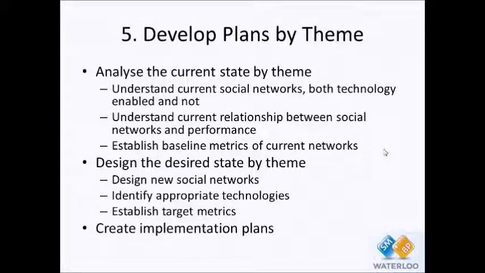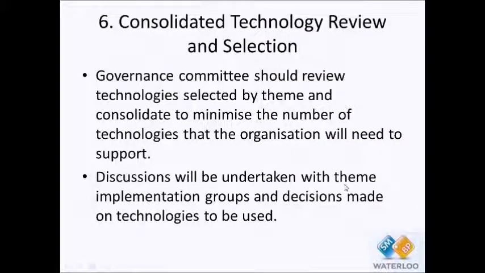Next, the desired state by theme would be developed. This would involve designing the new social networks and identifying appropriate technologies, and this should happen in that order, so that the social networks themselves are identified first. Who is it that we want to connect, and what are the technologies that are going to best suit the objectives we have from that connection? At the same time, we would establish target metrics that would enable us to assess the success of what we were doing. Finally, we create implementation plans to move from the current state to the desired state.